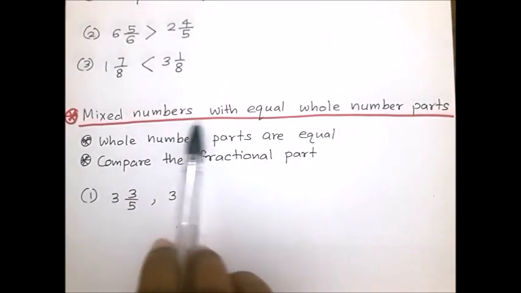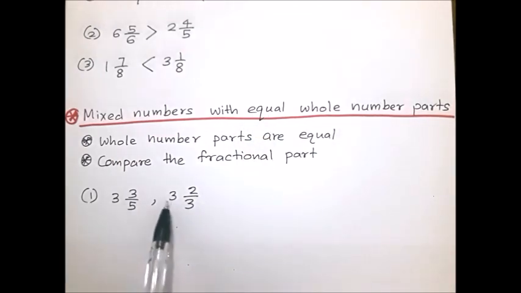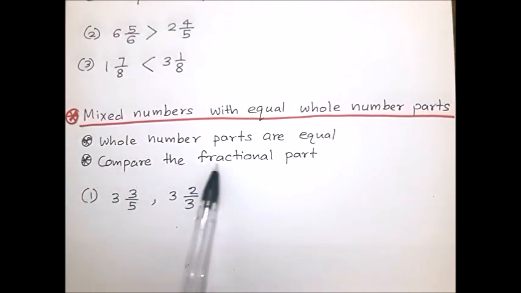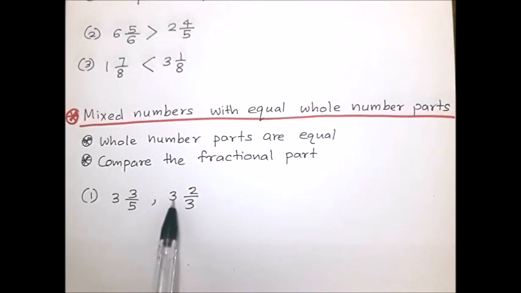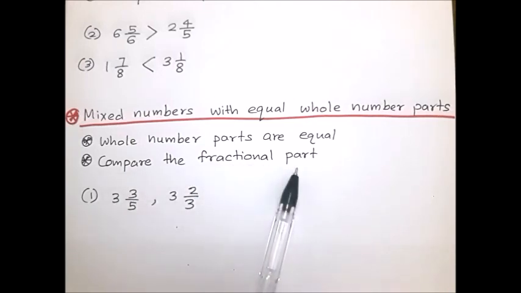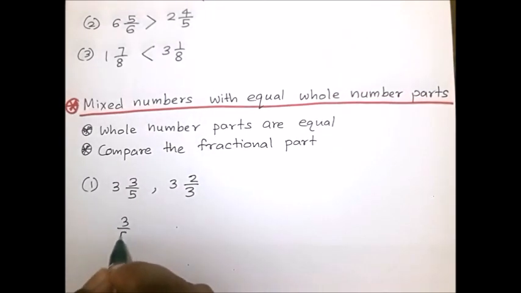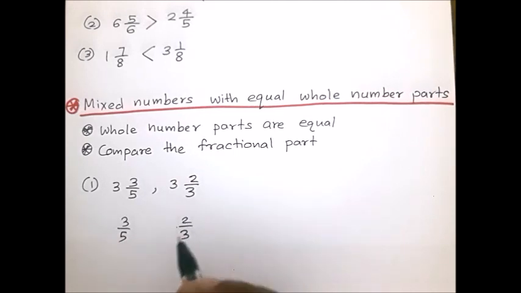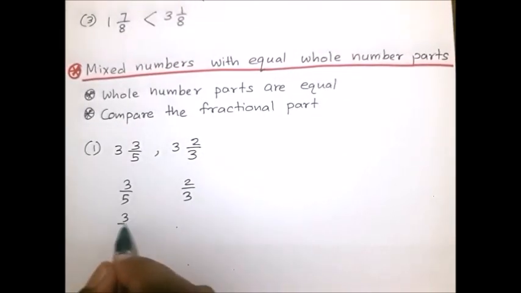Now look here. Mixed numbers with equal whole number parts. Whole numbers are the same, so you have to compare the fractional part. If whole number parts are equal, you have to compare the fractional part to find the largest mixed number. Here fractions are 3 over 5 and 2 over 3. How can you compare these two? Numerators different, denominators different. So convert into an equal denominator.